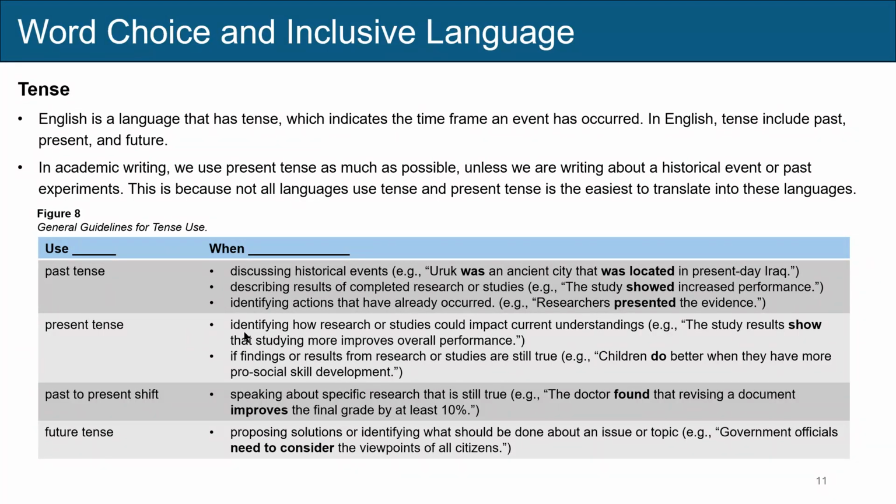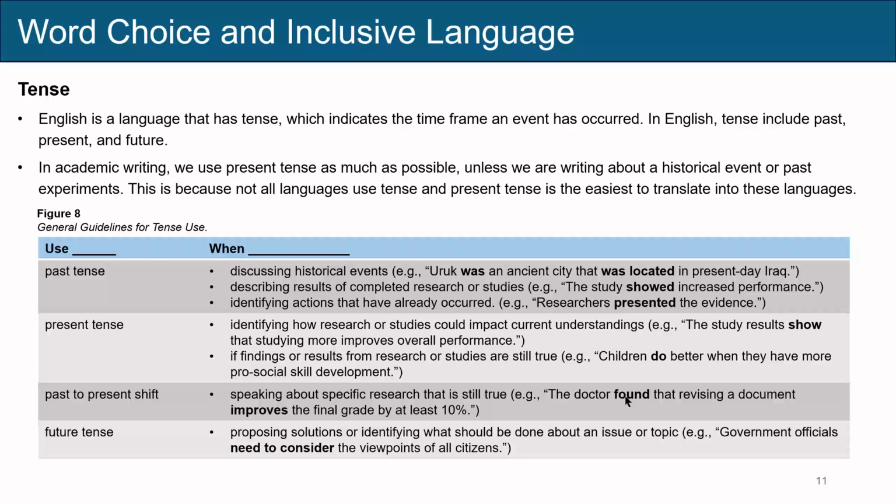Present tense is where we're talking about how research or other studies could influence or impact our understanding about something. So even if it's something that was studied prior, if we're talking about how that information could provide us new understandings, we're going to use present tense. Also, if those findings are still true from previously completed research. The only time we would expect a past to present shift within a sentence is when we're speaking about specific research that is still true.